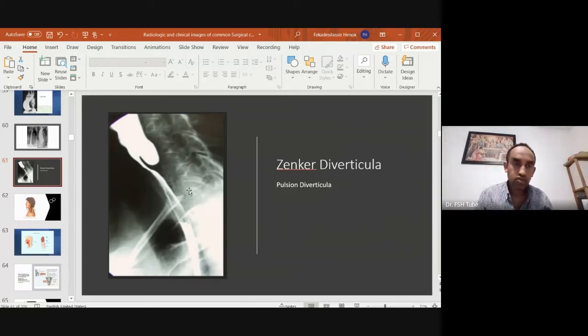Neck, excellent, because you see the clavicle, right? The ribs are down here, you see the clavicle here, you see the cervical spine here. So it's in the neck. So that's why Zenker diverticula happens in the neck, right? Zenker's diverticula is in the neck.